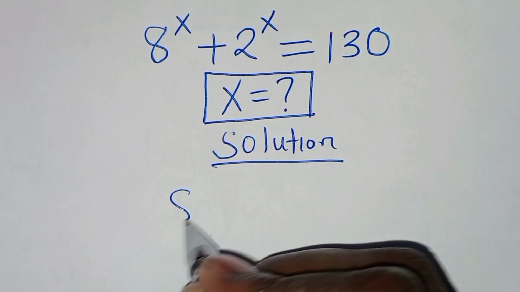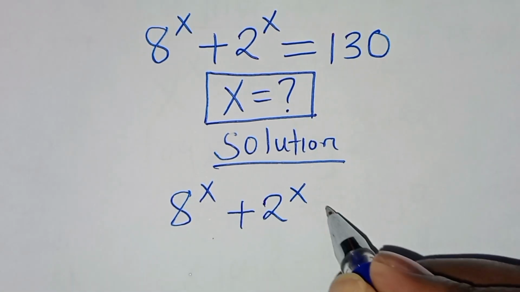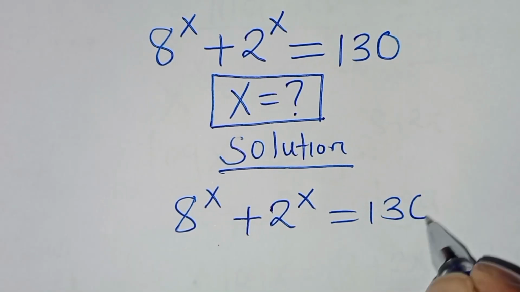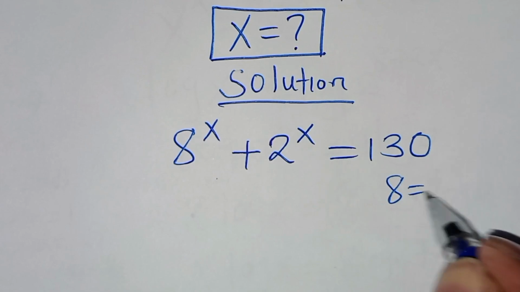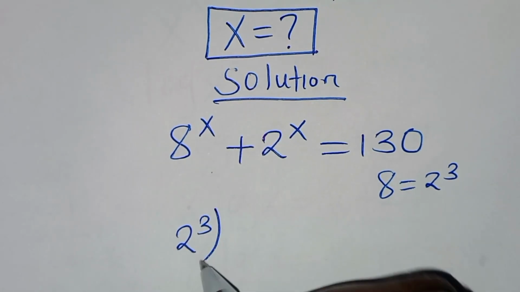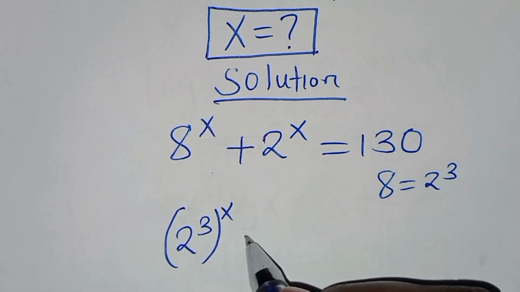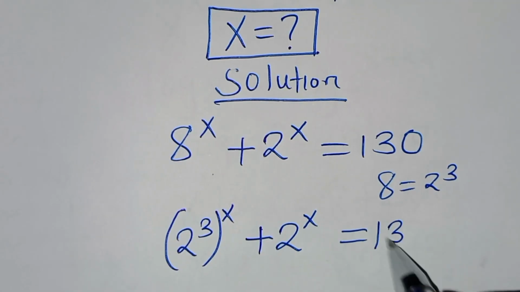We have 8 to the power of x plus 2 to the power of x. This is equal to 130. We can express 8 as 2 to the power 3, so that now we have 2 to the power 3 raised to the power x plus 2 to the power x. This is equal to 130.